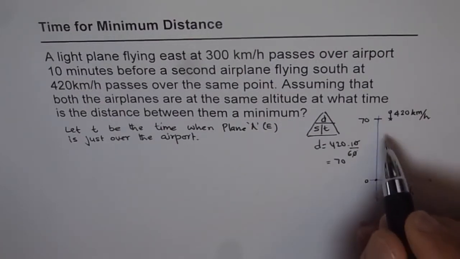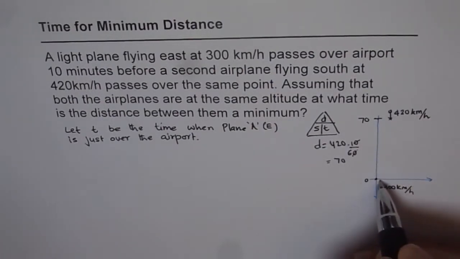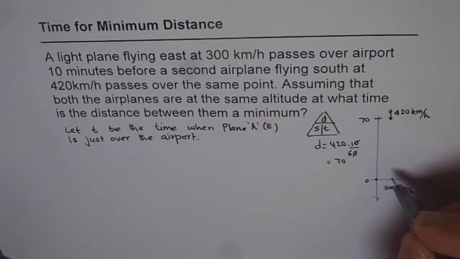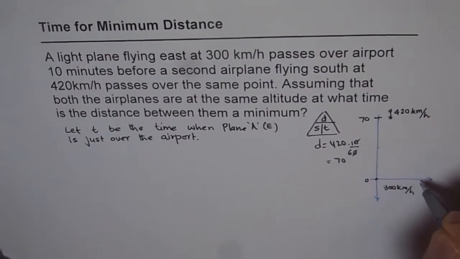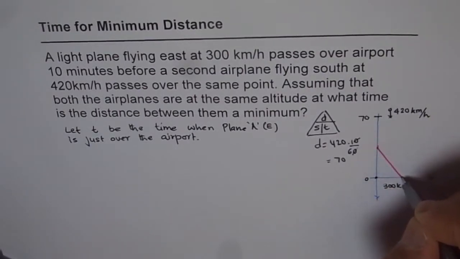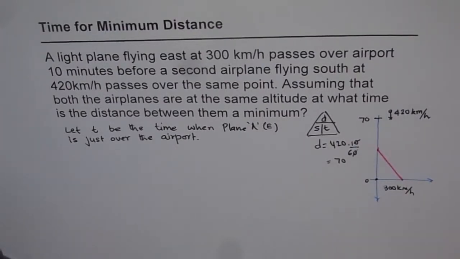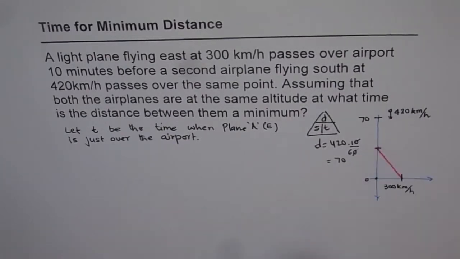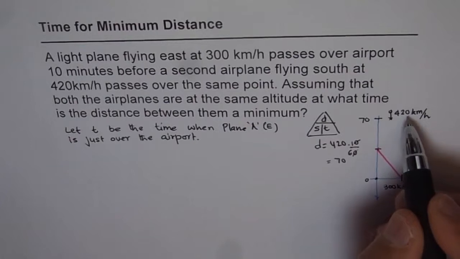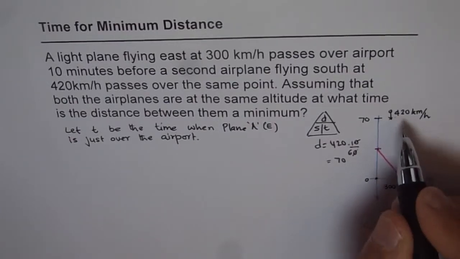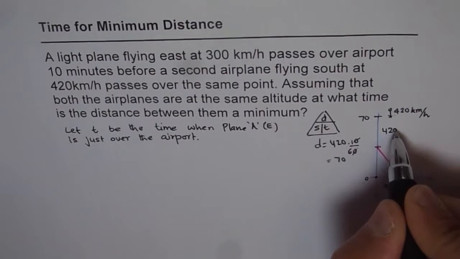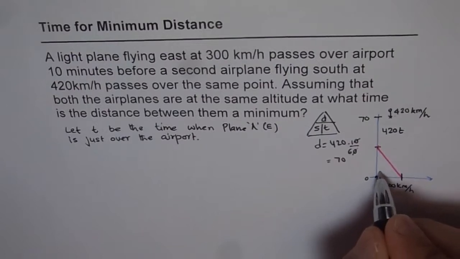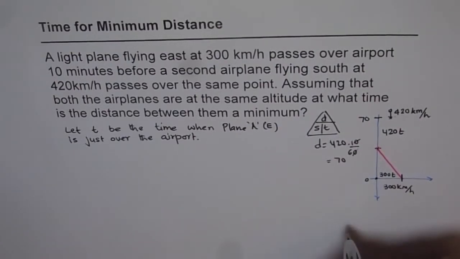Now as time goes, this plane is approaching and the other plane is going away from the point, correct? At any instance of time, it has approached this much and the other plane has moved a bit of distance away. That will give us the distance between the two planes. So let us say after time t, this is my scenario. In time t, how much distance will the south-coming plane fly? It will cover a distance of 420t. And the plane flying east will cover a distance of 300t from here to here.